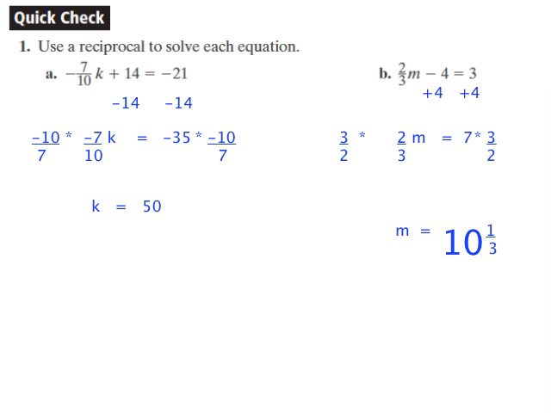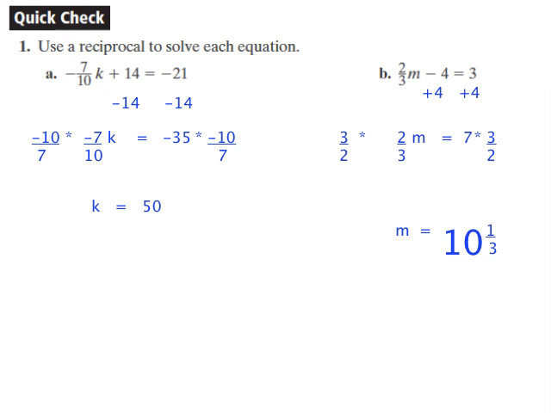On quick check number 1b, we're going to have to add 4 to both sides of the equation. So then we have 2/3 m equals 7. Next, we're going to multiply both sides by 3 over 2. On the left-hand side, the fractions cancel each other out. You're left with m. On the right-hand side, 7 times 3/2 is 10 1/3.